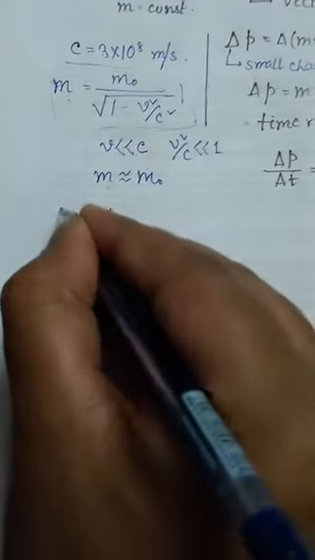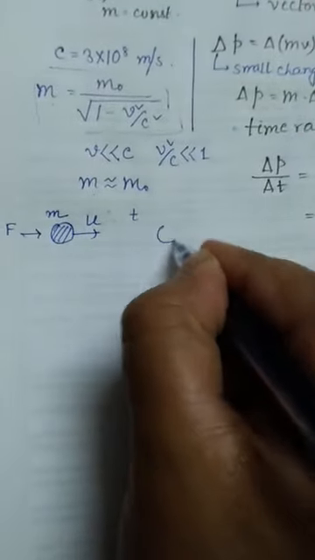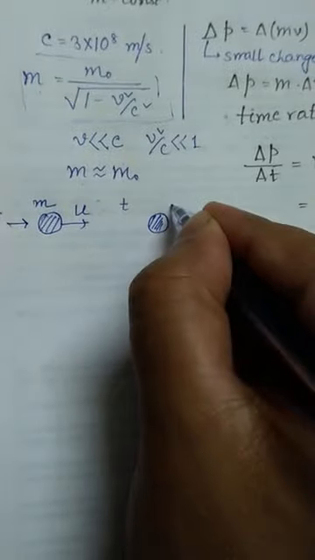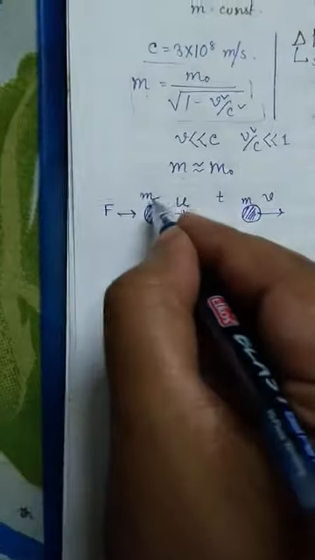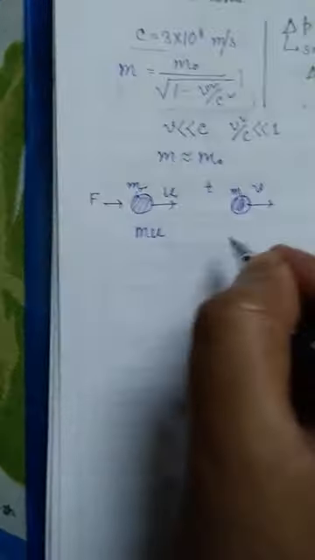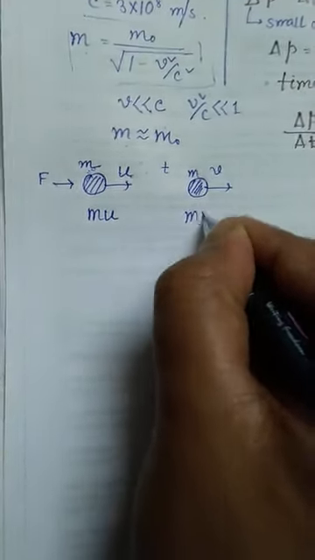We can follow another process here. Let's say an object is moving with velocity u, having mass m, and after some time t, we apply a force F on it, and after time t its velocity becomes v. Mass is the same. So what is the initial momentum? From the definition, momentum equals mass into velocity. So initial momentum is m u. What is the final momentum? That is mass into velocity, m v.